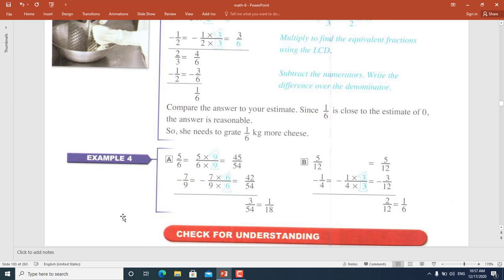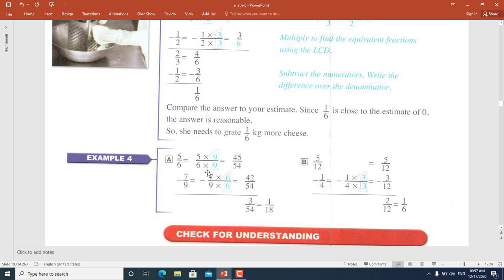In example 4, part A, we have 5 over 6 minus 7 over 9. So 5 over 6 and 7 over 9 have different denominators. How can we make them the same denominator? We can find a common multiple between them. We can multiply 6 by 3 and 9 by 2, and we get 18. Also we can multiply 6 by 9 and 9 by 6. It's up to you. Let's multiply 6 by 9 and 9 by 6.